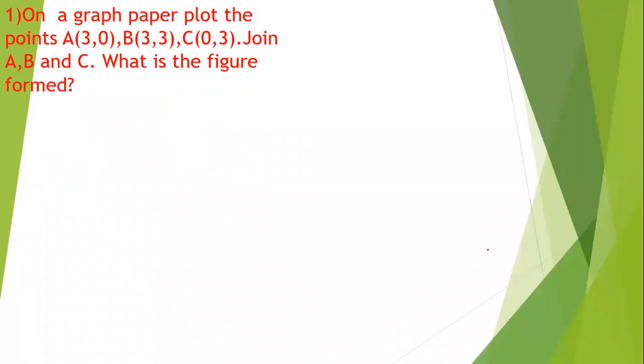Now, let us solve one more example. On a graph paper, plot the points A (3, 0), B (3, 3), C (0, 3). If you see, there are 3 points and the names of the points are A, B, and C. We have to plot these points on a graph paper. Join A, B, and C. After plotting the points, we have to join these 3 points. What is the figure formed? After joining these 3 points, which type of figure is formed? That figure name we have to write.